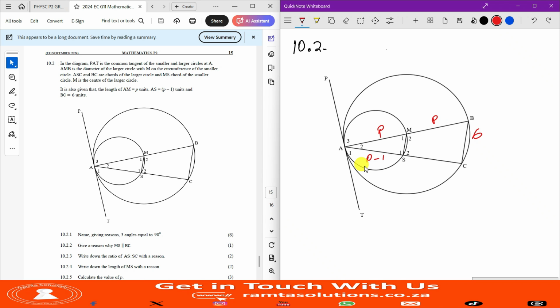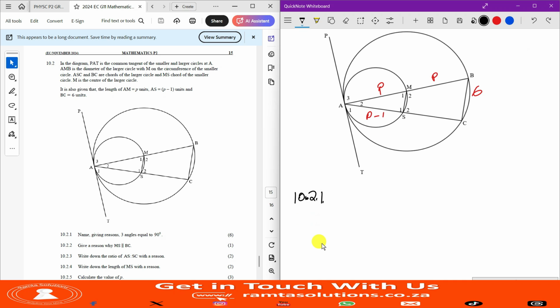Now, let's answer the questions. 10.2.1. Let's now see. Name, giving reasons, three angles equal to 90 degrees. Ooh, I like this question.